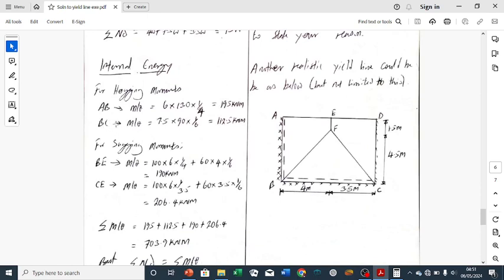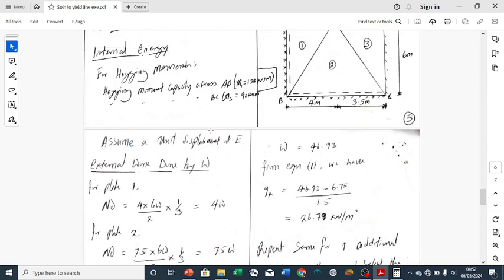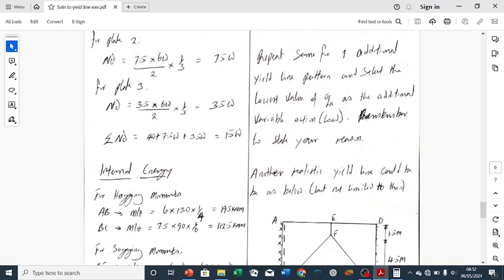We do the same for hogging line BC. The length there is 7.5. The moment capacity, that is the reinforcement across BC, remember, is 90. And our theta is 1 over 6. So we calculate that. Then we go ahead and calculate the sagging lines BE and CE. They are not the same, so we are going to calculate them separately.